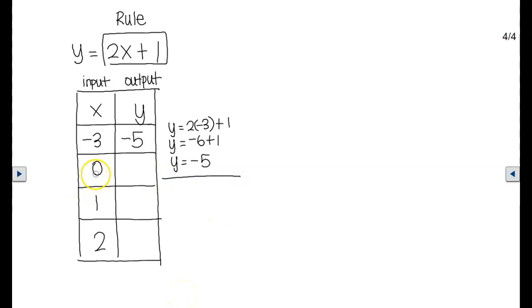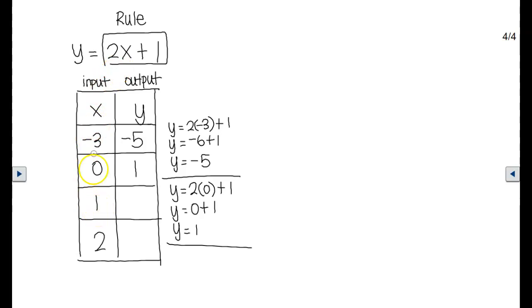All right, so next we'll input 0 for this x. So that'll make this y equals 2 times 0 plus 1. So let's do what it says. First it says to do 2 times 0, which is 0. Then add the 1. 0 plus 1 is 1. So when the input is 0, it connects to an output of 1.